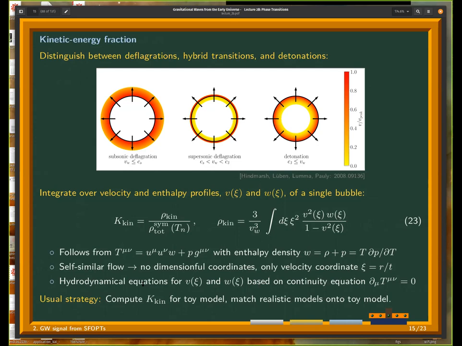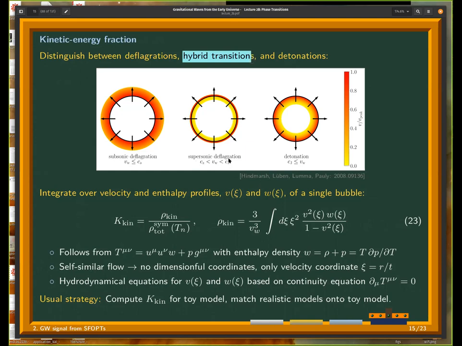It is a general property that distinguishes between these types of hydrodynamical motion, and it really distinguishes between deflagrations and detonations. Here also, what I call the hybrid transition up here can also be described as a supersonic deflagration.